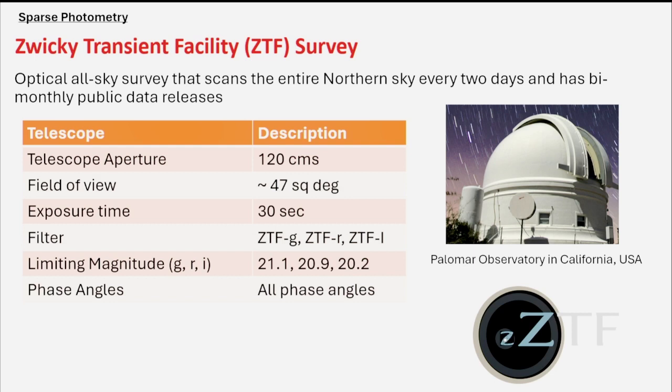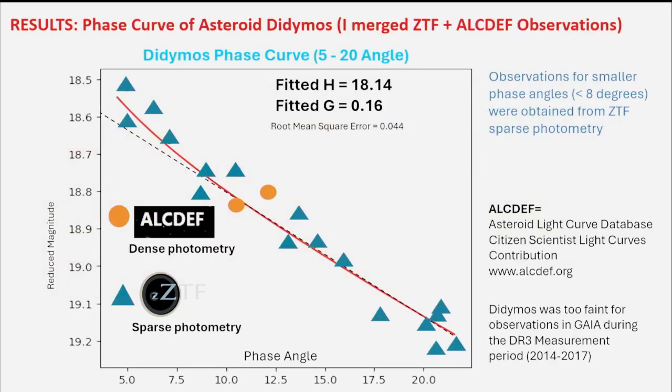And finally, I used the Zwicky Transient Facility, or ZTF telescope, which is another ground telescope, and it scans the whole northern hemisphere every 2 days. And the great thing about this telescope is once again, it gave all phase angles, which was perfect because it would allow me to get everything I needed. So once I had all of these sparse observations, I decided to combine them with dense observations.